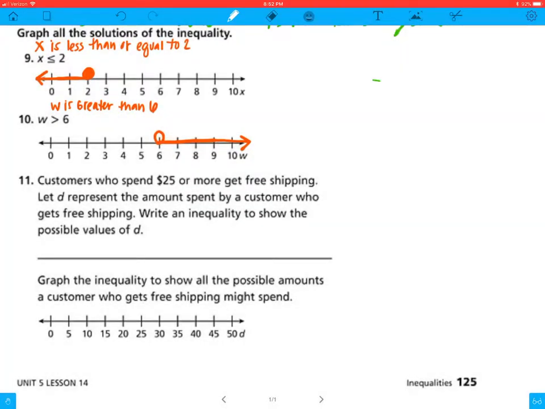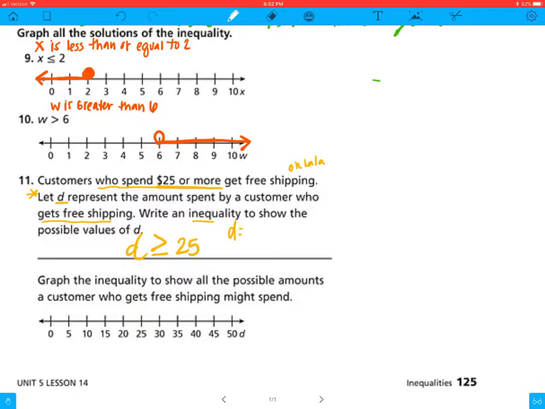Customers who spend $25 or more get free shipping. Let D represent the amount spent by a customer who gets free shipping. So if you spent $25 or more, you get free shipping. We're going to write an inequality to show the possible values of D. Remember, it's telling us $25 or more. So I'm going to write D, that's the variable they gave us, and D is going to be greater than or equal to 25.